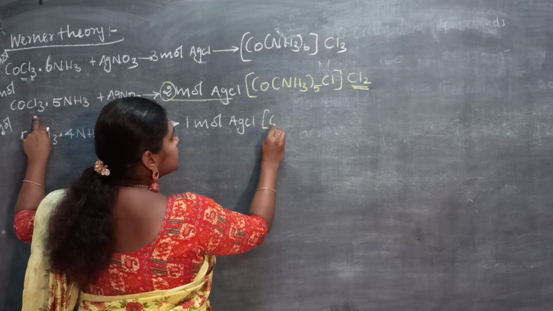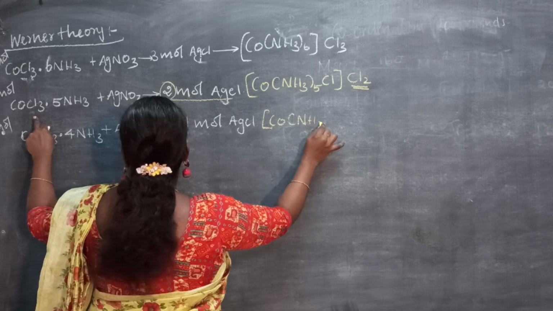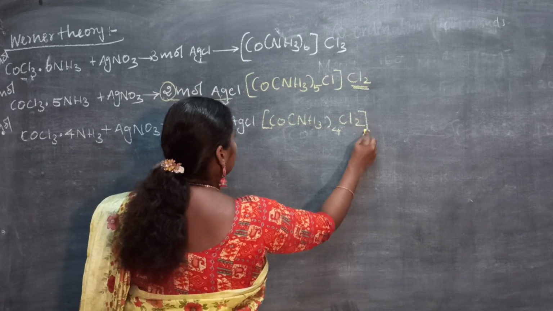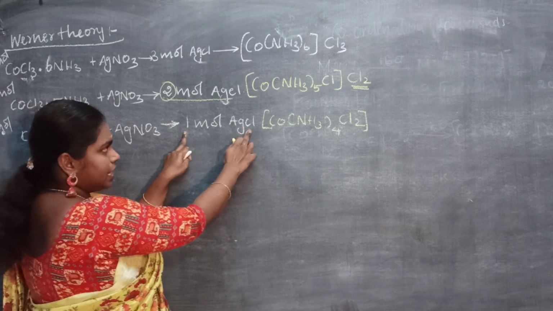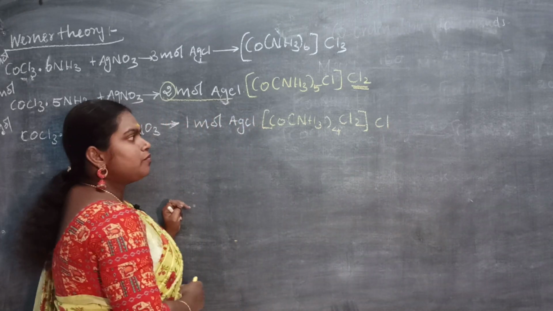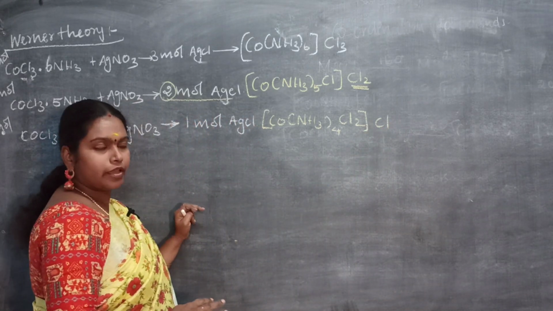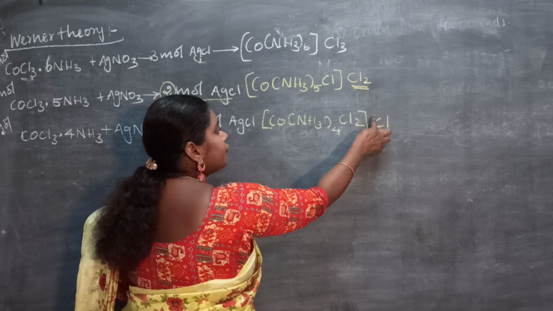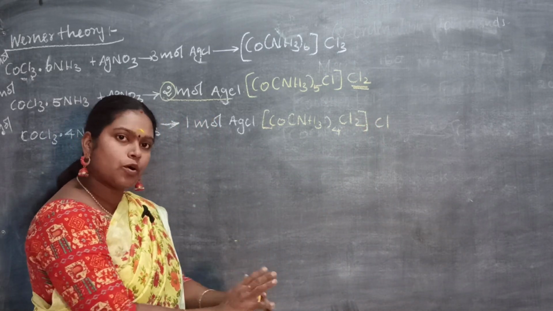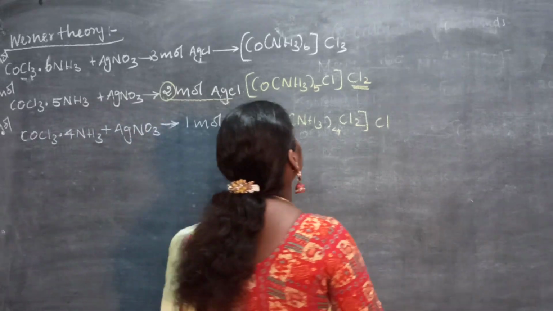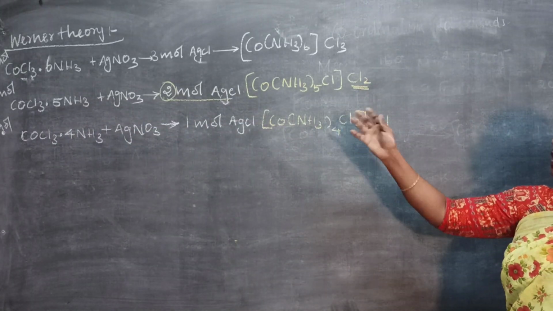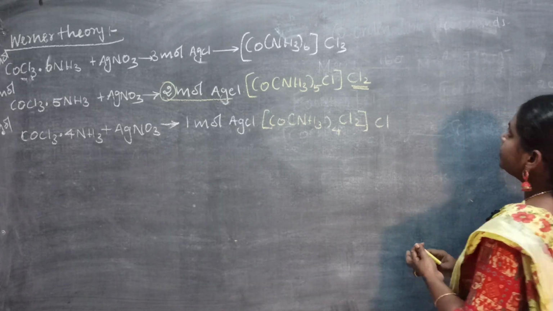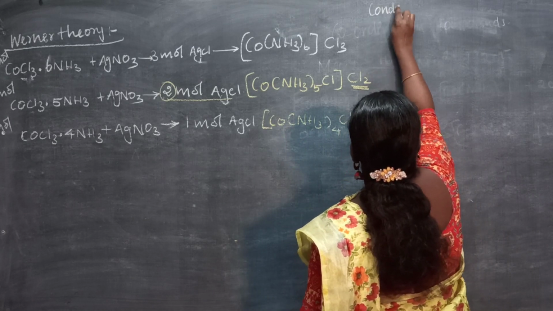And in this complex, tetraamine, 4 ammonia, so tetraamine, Cl2. So here 1 mole of silver chloride as a precipitate, and outside it is only 1 chloride as a counter ion. So by using this formation of the precipitate, we will get a different number of chlorides present as counter ions. Okay, so this is by using the precipitation study. Then next Werner found out in the conductivity study, using the conductivity study.